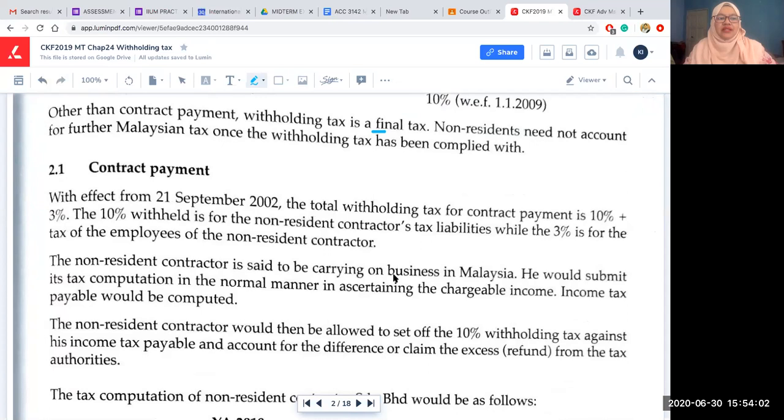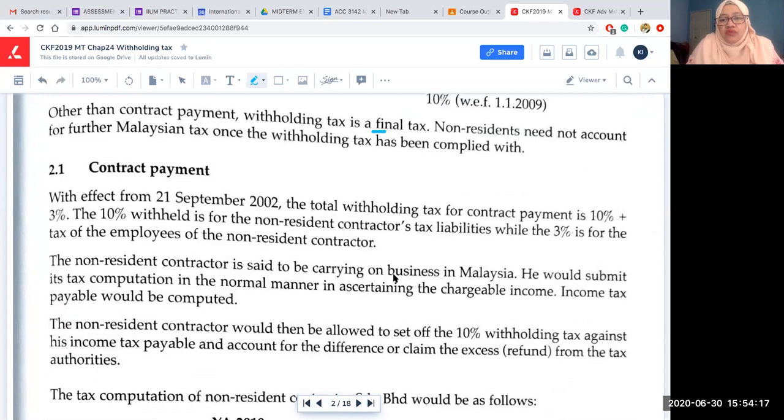Effective from 2002, the total tax for contract payment is 10+3. The 10% is for the non-resident contractors, while the 3% is the tax of the employees. So that's why it is 10+3%. So that's for contract payment.